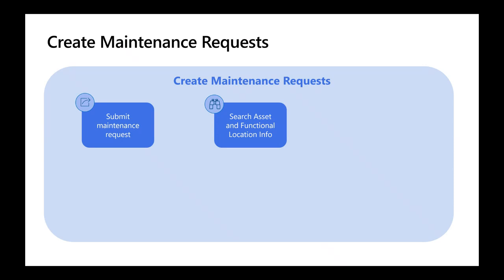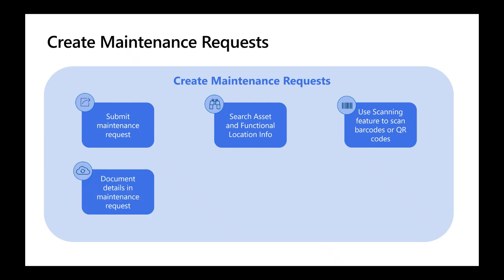Users can search by the asset or functional location they may want to create a maintenance request for. This search will be done across all the legal entities where the user security role is granted access in supply chain management. They can use the scanning feature to scan barcodes or QR codes of the asset or functional location ID. And it also gives the worker the capability of documenting details in the maintenance request.